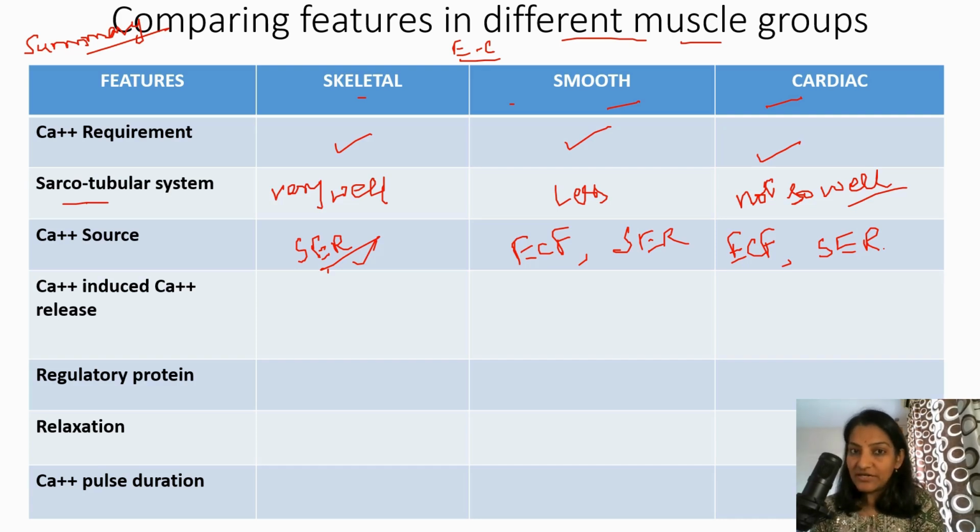Calcium induced calcium release. This is typically a feature of cardiac muscle. It is not that much present in case of smooth muscle, and it is not present in case of skeletal muscle.